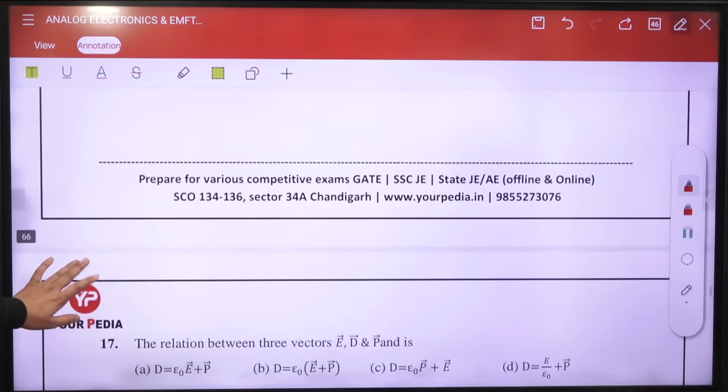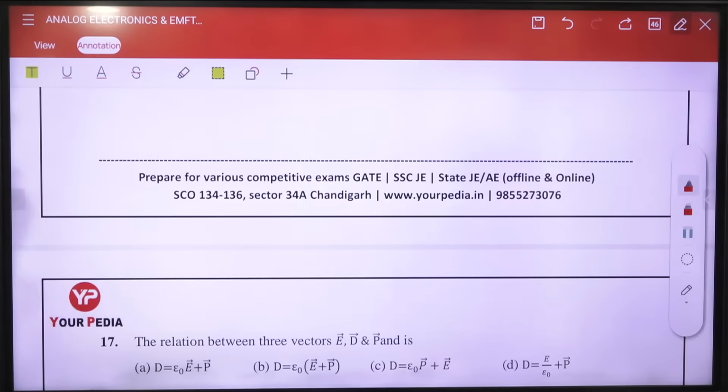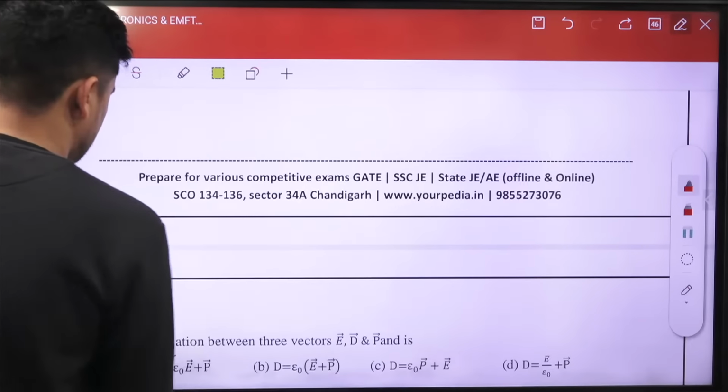The relation between the three vectors E, P and D is: D is equal to epsilon naught E plus P.